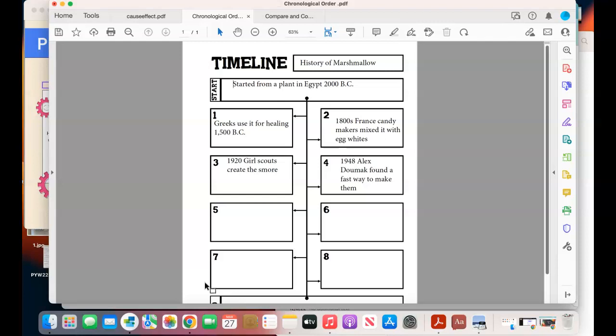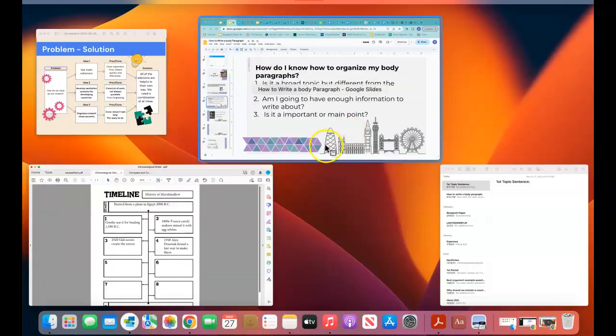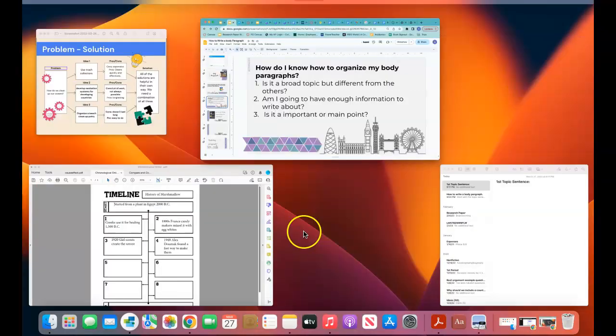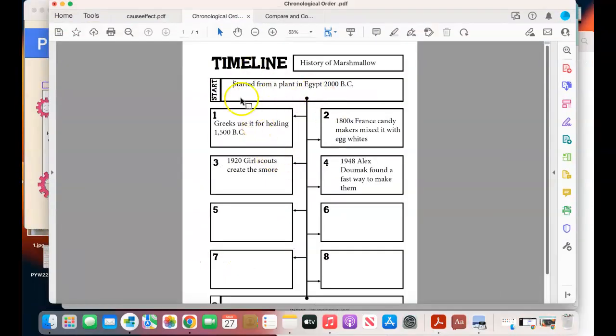Now this is a problem. So my options are I could nix it, not write about it at all, but I need to ask myself this question too. Is it an important or main point? Now looking at my timeline, this is how marshmallows started. So of course it's a main point. I need to include it. So I need to find a way to include this information in my essay.